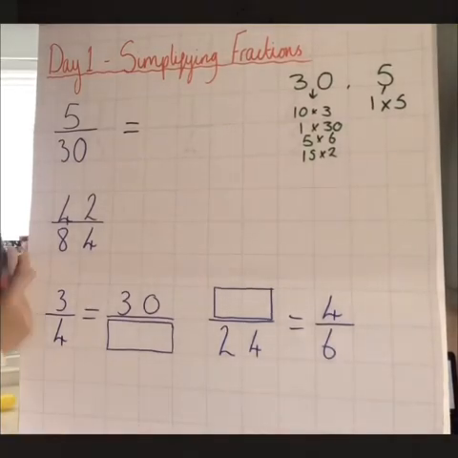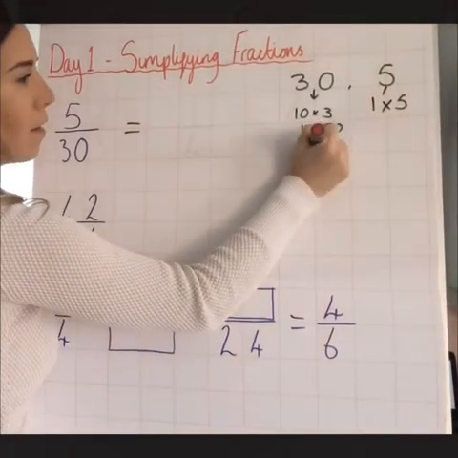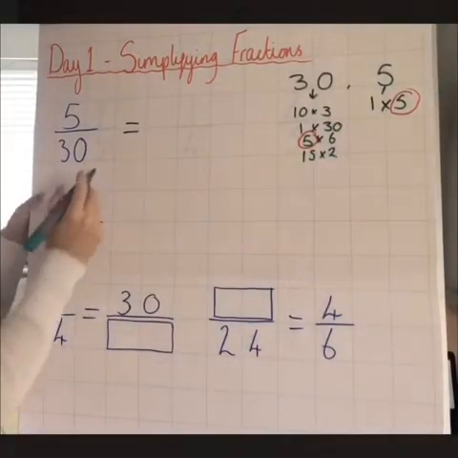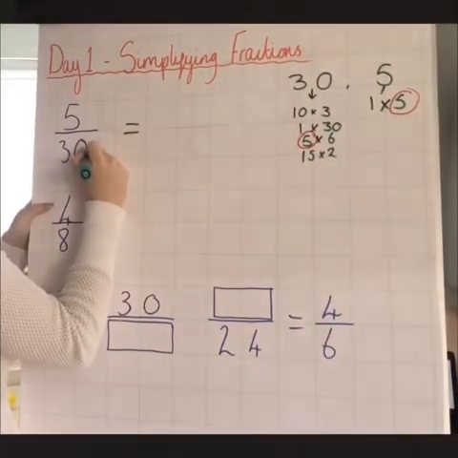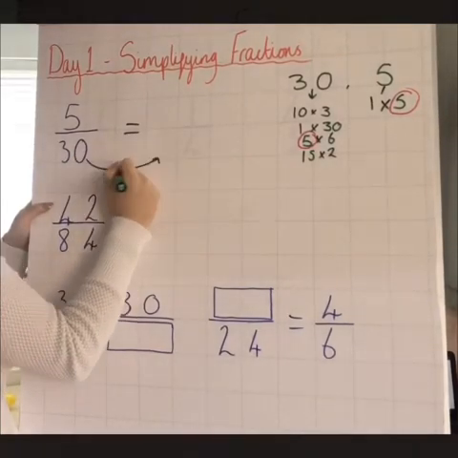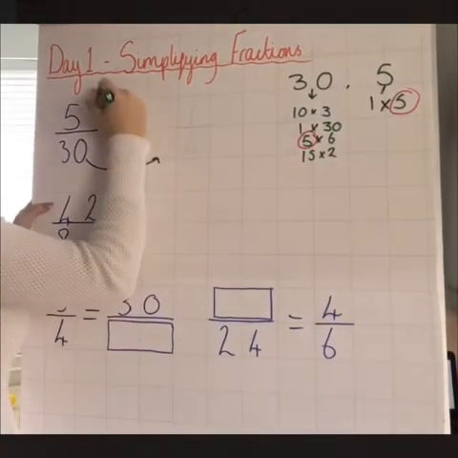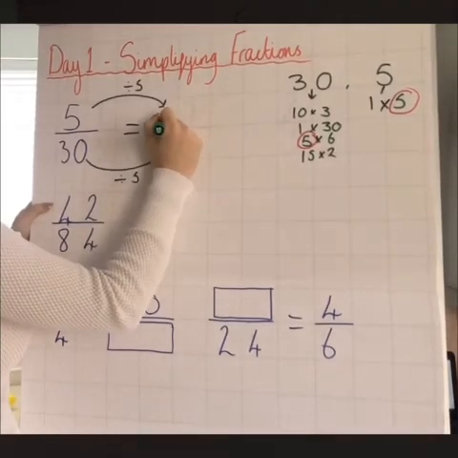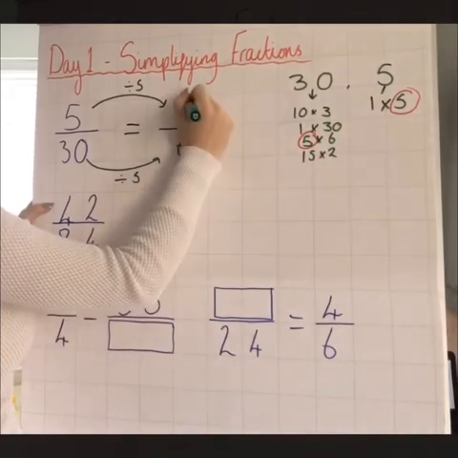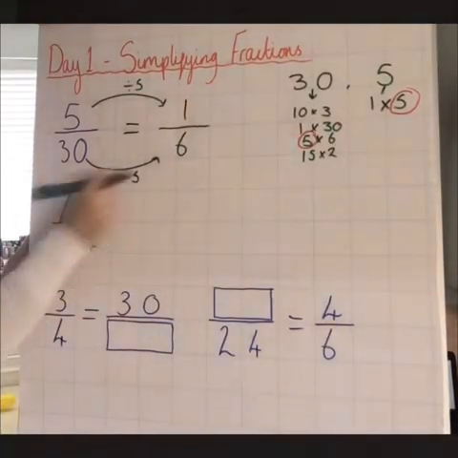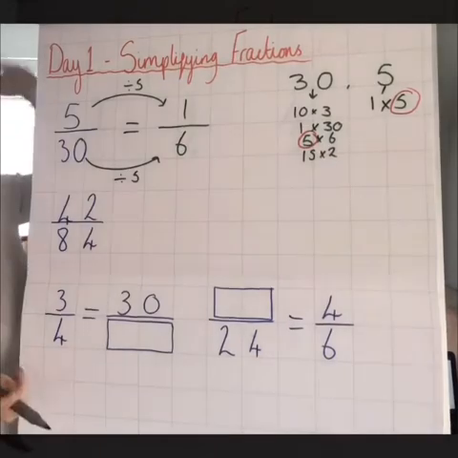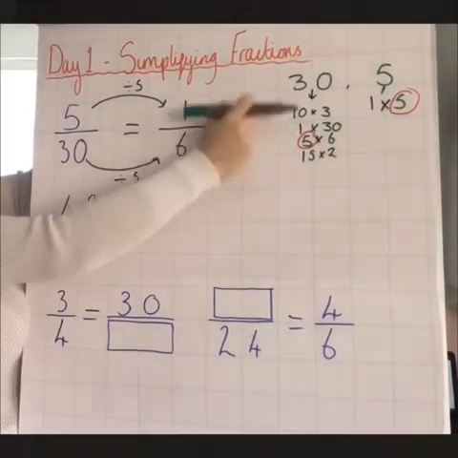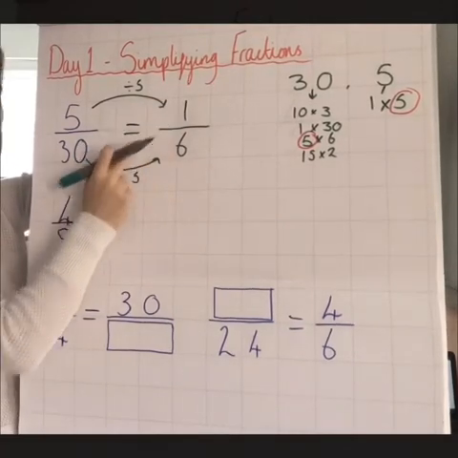But now I can see, right, here we go, they're both multiples of 5. So if I divide them both by 5, I'm going to do my jumps to help me. Perfect, okay, so I get 1/6. How do I know I can't get that any simpler? Well, it's got a 1 on the top for the numerator. I can't get 1 any smaller in a fraction.